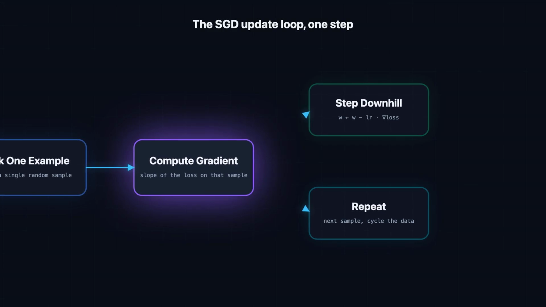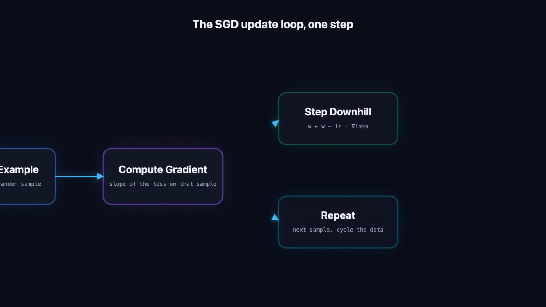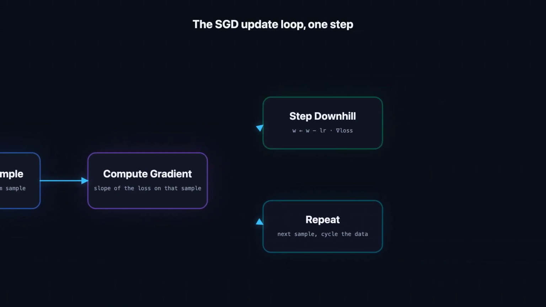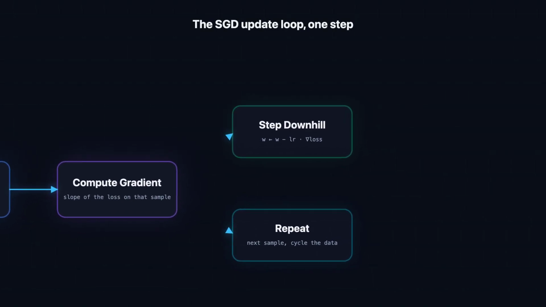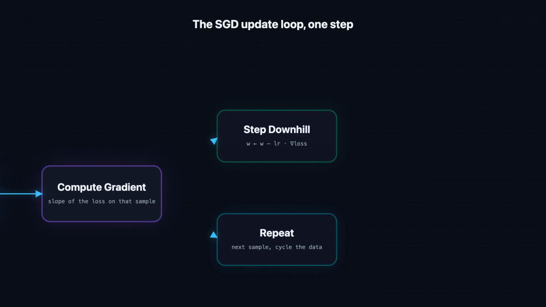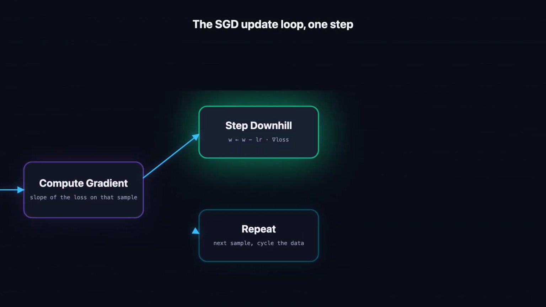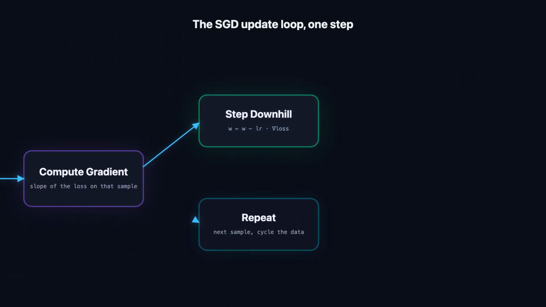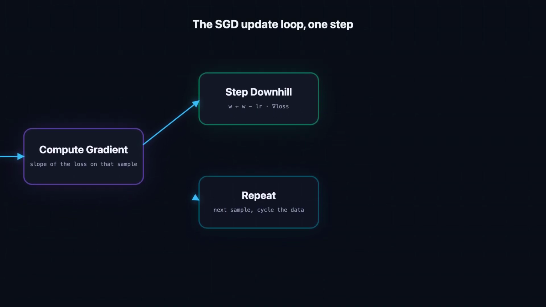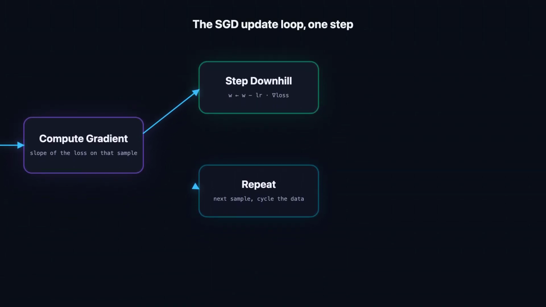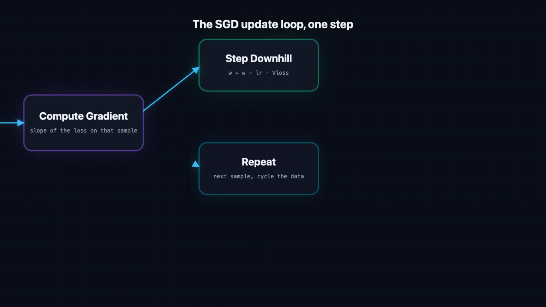Now compute the gradient of the loss, but only on that one example. It points in the direction that would make the model worse, so we want to head the opposite way. This estimate is rough, since a single point never quite speaks for the whole dataset. Then take a small step downhill against that gradient. New weight equals old weight minus the learning rate times the gradient. The size of that step is the learning rate, and it matters enormously, as we are about to see.